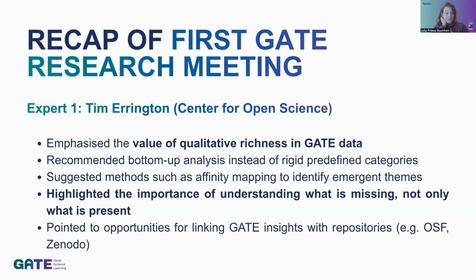You recommended a bottom-up analysis instead of taking categories and just scheduling it down. I actually cannot remember, or maybe you can, but you suggested methods such as affinity mapping. What was interesting for me was that you said we might be able to see which themes emerge over time, not in the first round, but maybe even now, we don't know. Over time, we can see topics changing and what comes in.